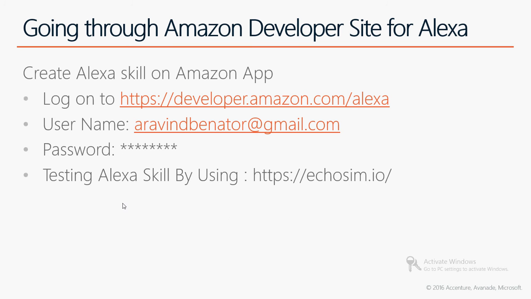Going through the Amazon developer site for Alexa. To register or create a new Alexa skill on Amazon, you have to log on to developer.amazon.com/alexa. Once you log on to this site, you can add your skill over there. For testing an Alexa skill, there is a site available called echosim.io. About this site, we can see it in our later slides.